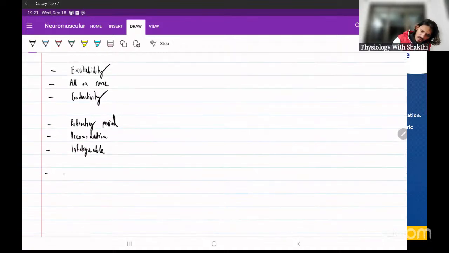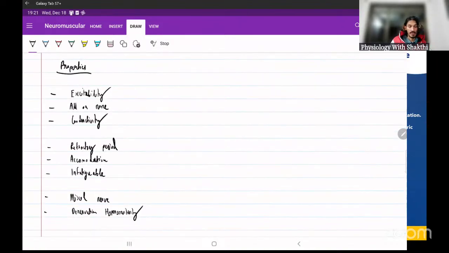Then you can talk about property of mixedness, and even denervation hypersensitivity. These are the properties you have to talk about. If you can't remember much, excitability, all or none law, conductivity, refractory period, accommodation. At least this much I want you to remember. Okay. Separately, sometimes property of mixed nerve can be asked as a question. So these are the ones I want you to remember for the exam.